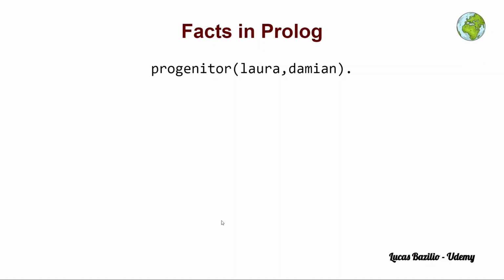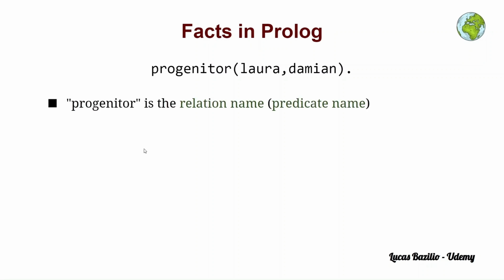So in this fact statement, and in every fact in Prolog, firstly there is the relation name, also known as the predicate name. It is the name that we have here before the parentheses, before the arguments. So in this example, it is easily seen that progenitor is the relation name.